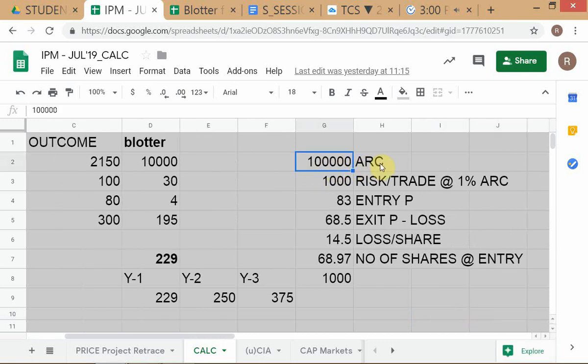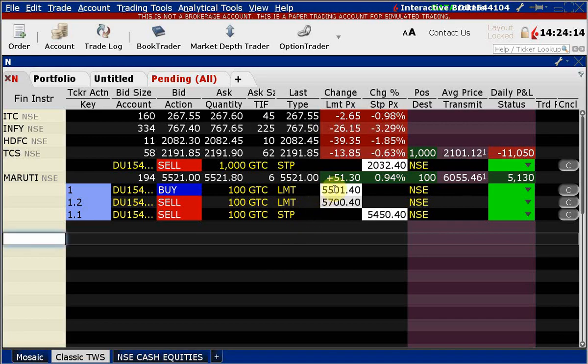This is your annual risk capital. The 1% rule is applied, so 1% of your annual risk capital is what you are going to risk per trade. Entry price, whatever be the entry price that you are planning. You can guarantee entry price only if you take some risk, like what Garvit was talking about, that you want to buy something at 5501 when it is at 5521. Well, it may never reach 5501, it may go straight to 5700. That risk you take.